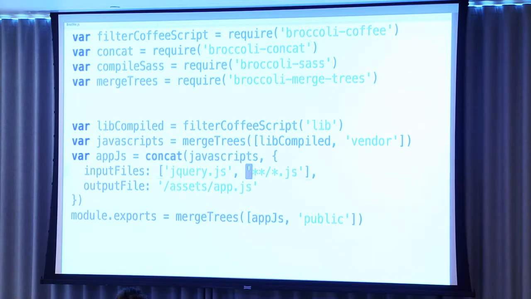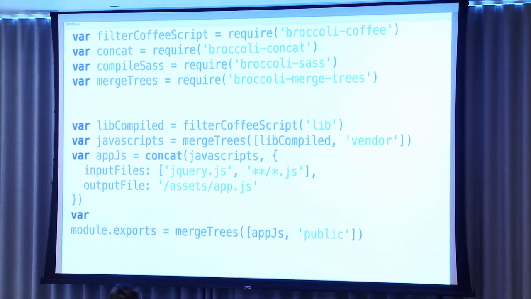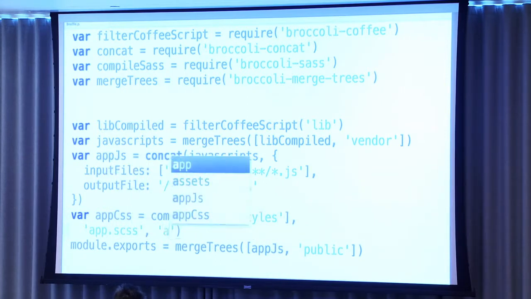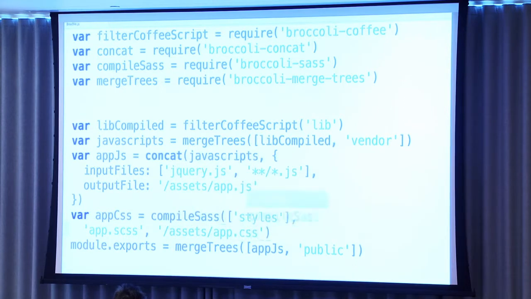Awesome. And finally, we are going to add the Sass file. We call the compile Sass plugin on the styles tree. We tell it to pick up the app.sass file and output one single app.css file. And then we merge that into the output. Okay. And that is the entire build definition for our app.